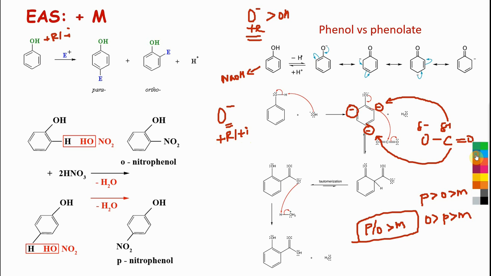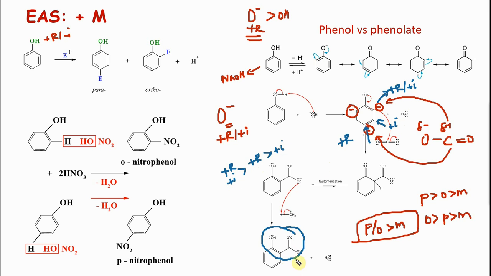Let me write it here. So here I am going to have plus R plus I. So draw the phenoxide ion separately in your notes and write this plus R plus I. At the meta position there is only plus I, and at the para position only plus R. My plus R plus I at ortho is more electron rich than plus R, which is more electron rich than plus I. Because of that, you always get salicylic acid, not the para isomer. So this is the order when it comes to phenoxide.